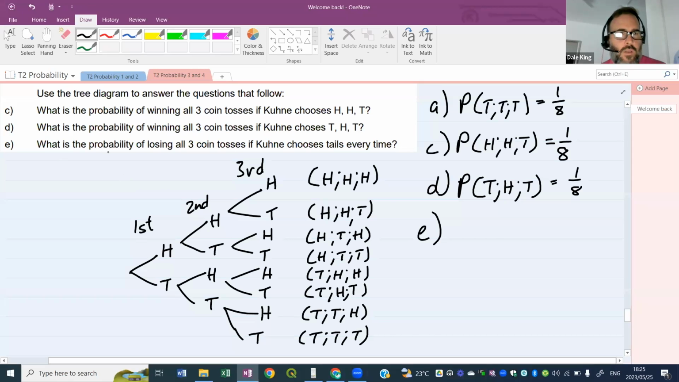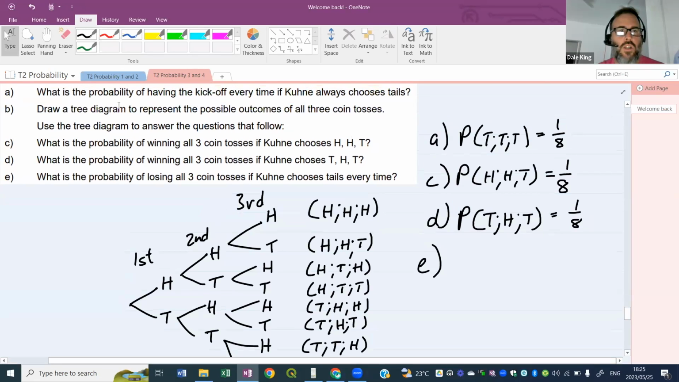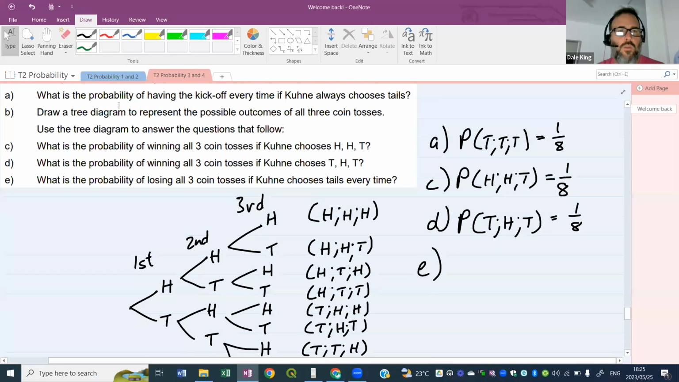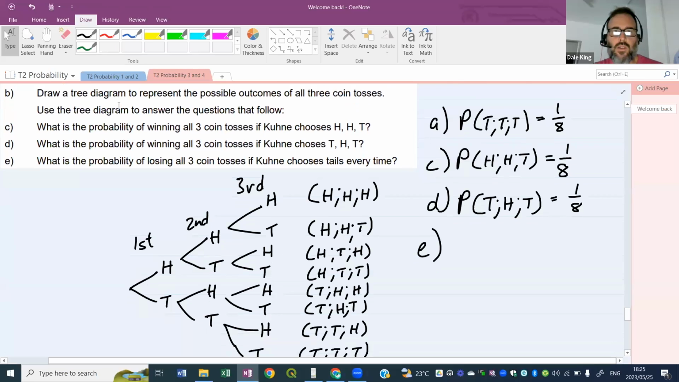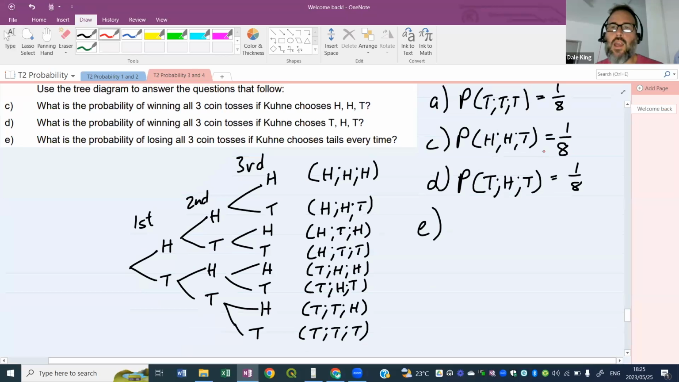It says, what is the probability of losing all 3 coin tosses if he chooses tails every time? Now, we've seen this text before. If I scroll up a little bit, question A said, what's the probability of having the kick off every time or winning every time if he chooses tails? All right, so we answered question A over here at the top. Now they're asking us, what's the probability of losing 3 times in a row if he chooses tails, tails, tails? How are we going to do that?